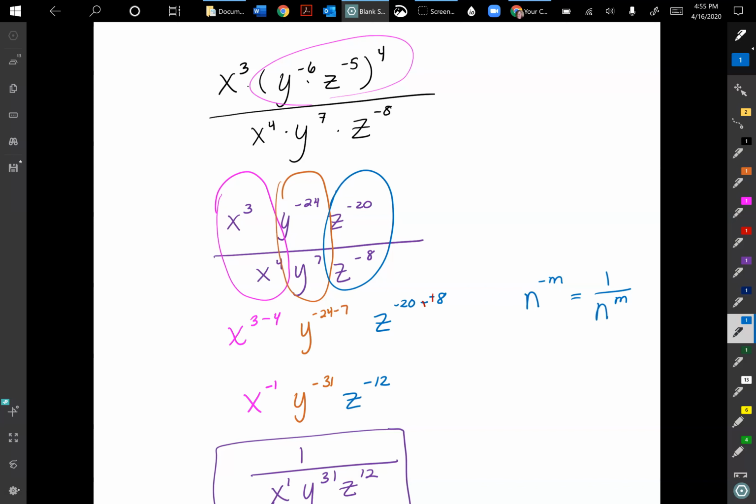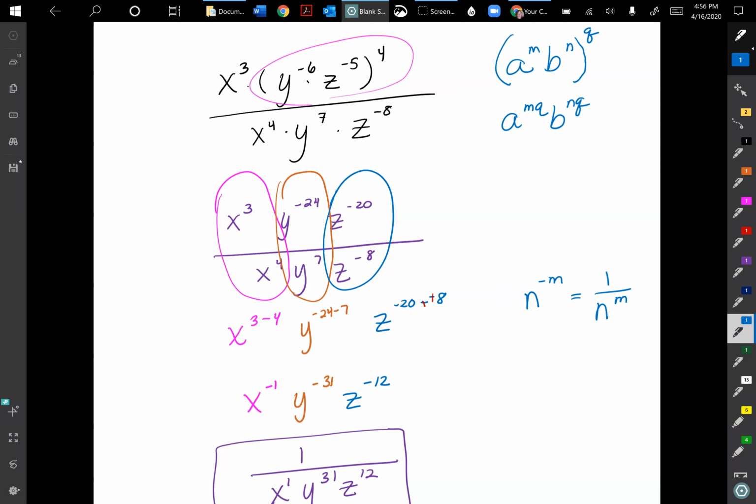How that one goes is usually it's like a to the m, b to the n, all raised up to whatever we could call it, even q or something like that. And we would just do a to the mq and b to the nq. We multiply the exponents when we're raising up.